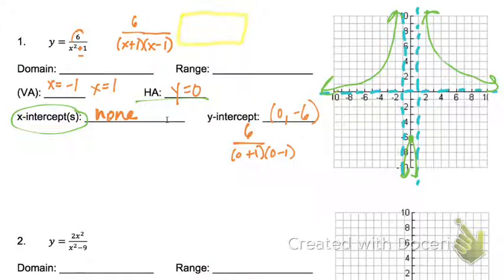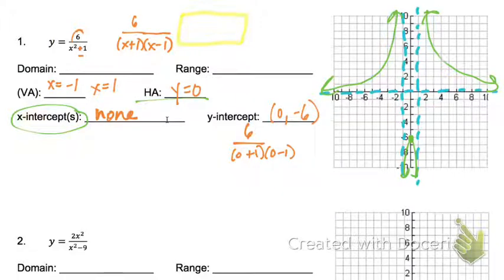So I'm going to plot my y-intercept. And then I'm going to draw whatever is in between. So if I have 2 vertical asymptotes, then that means I'm going to have some parabola looking thing in the middle somewhere. And then my other 2 functions will be in the opposite ones, the diagonals.